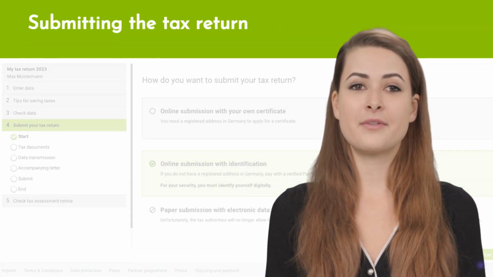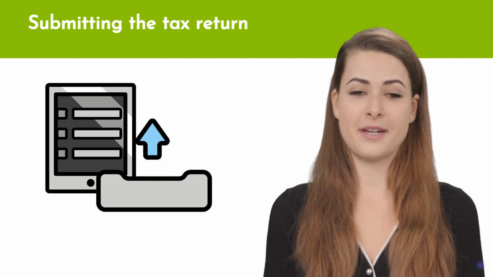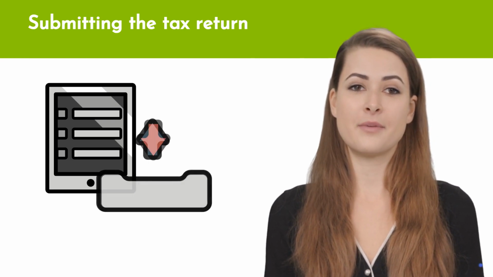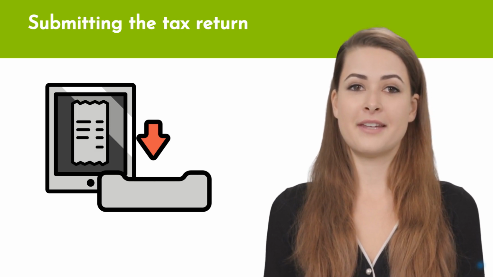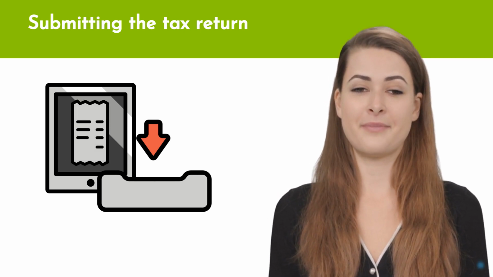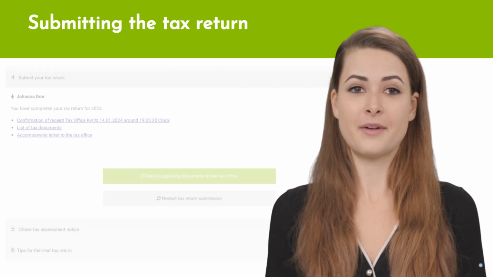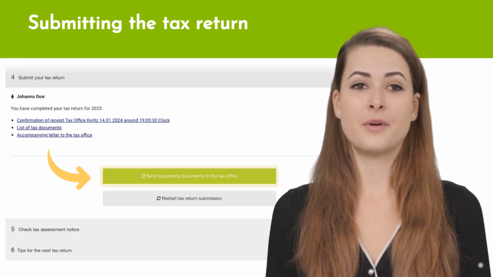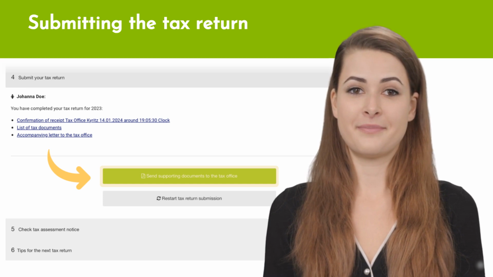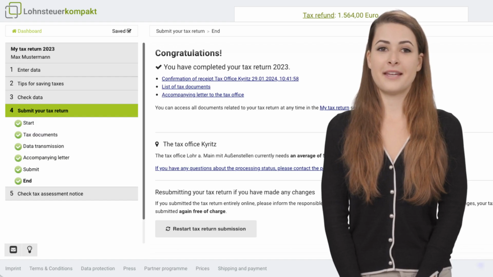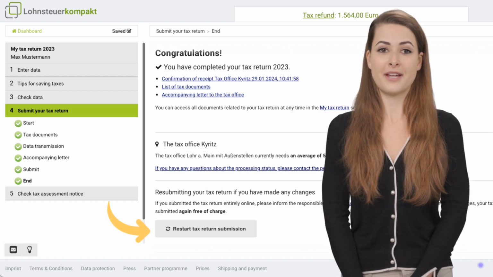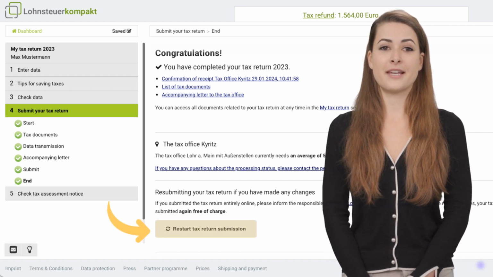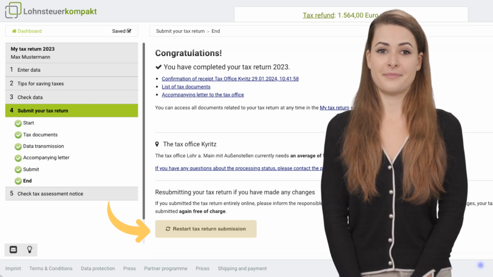As soon as your tax return has been successfully received by the tax office, you will receive a confirmation of receipt and a list of the supporting documents that you should send to the tax office or keep. If necessary, you can use the online document submission function of Lohnsteuer Compact. If you notice any errors after submission, you have the option of restarting the submission of your tax return after making changes at no additional cost.